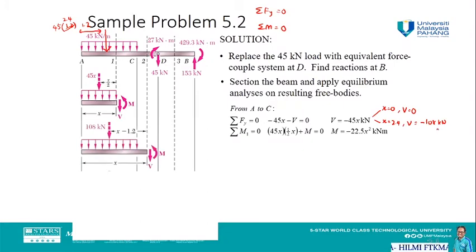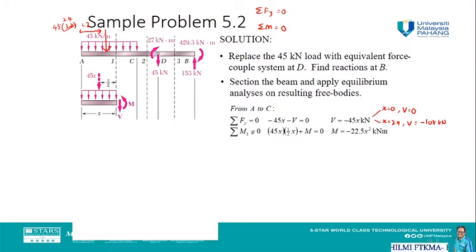Okay, similarly for the moment, so moment equal to 0, so we have 45x as one concentrated load, times the distance from the section, which is x over 2, plus M equal to 0, and we are going to get M equal to negative 22.5x squared.